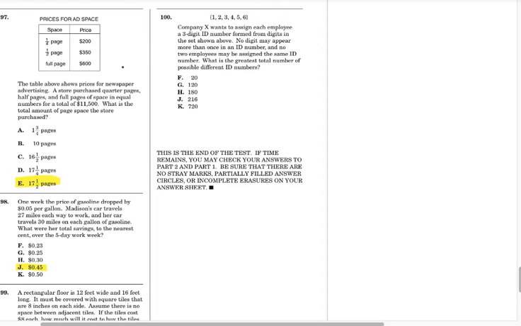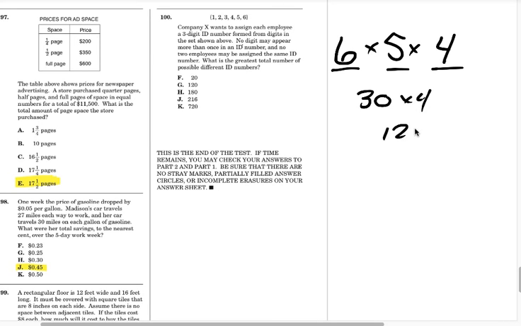We have to form a 3-digit ID number. 1, 2, 3 digits, and the digits can't be repeated. Okay, so there's 6 numbers. So you can pick 1, 2, 3, 4, 5, 6. So there's 6 choices here. And once we pick a number, there's only 5 choices left here. And now there's only 4 choices. Right? So for example, 6, 5, 4. Right? We just multiply these numbers together. So 6 times 5 is 30, times 4 is 120.